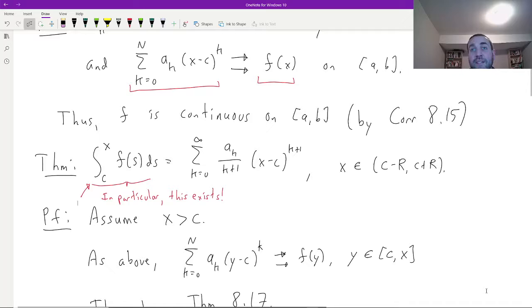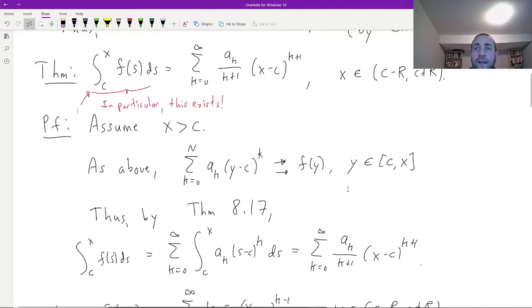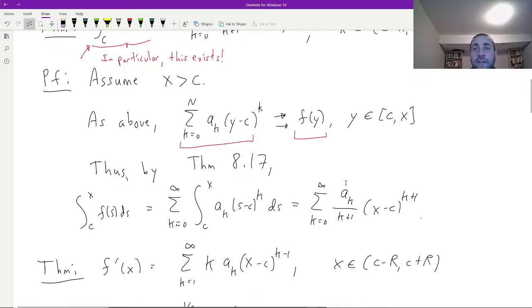Well, the proof is going to be fairly similar to the last theorem. I'm going to assume for now that x is strictly bigger than c. The proof is exactly the same for x strictly less than c. By exactly the same argument that we just did, we can see that these partial sums of the power series converge uniformly to the function itself over this compact interval from c to x. And thus, by theorem 8.17, which we saw a few videos ago when talking about uniform convergence of series, the integral from c to x of f(s) ds is equal to the sum from k equals 0 to infinity of the integral of the power series terms. That is, we can switch the order of the integral and the sum when looking at a power series.